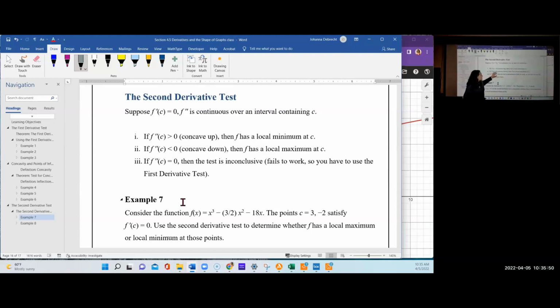And if the second derivative is negative, it's concave down, so it has to be a local maximum. And if the second derivative is 0, then we have no idea. And that's the part where it fails. Inconclusive is math way of saying, I have no idea. Go back and try something else. That's what it means: inconclusive, can't tell, do something different.